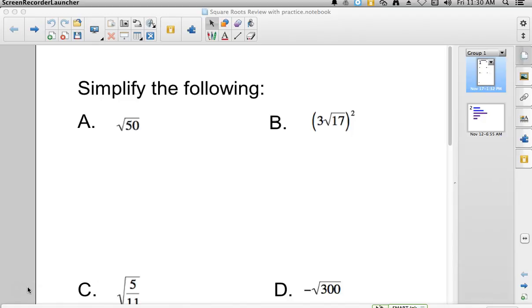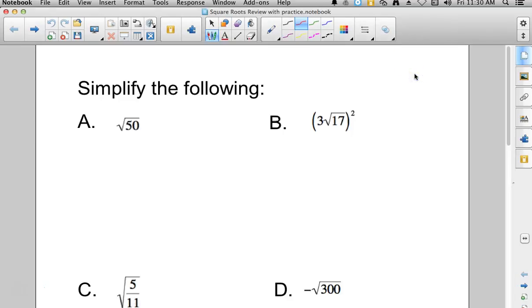nice little perfect squares. 2 squared is 4, 3 squared is 9, 4 squared is 16, 5 squared is 25, 6 squared is 36, etc.